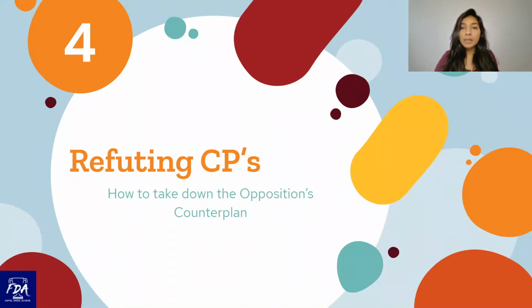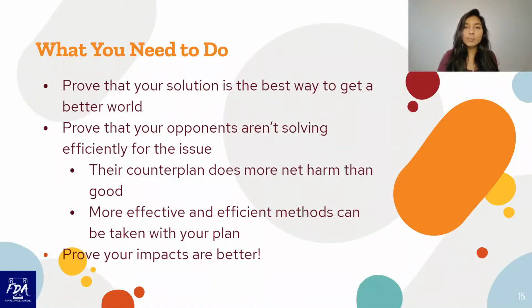Lastly, so now that we've talked a lot about how to give a counterplan and the different types, we're going to talk about how to refute counterplans. So how do you take down the opposition's counterplan? So what do you need to do? You need to prove that your solution is the best way to get a better world. You want to prove that your opponents aren't solving efficiently for the issue, right? So you have a more efficient way to solve the problem.